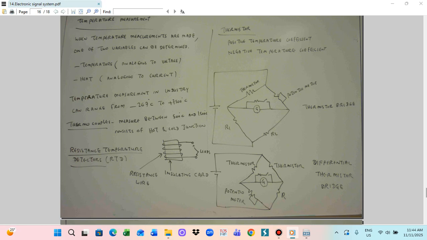This is like it. Here we use the thermistor. With the thermistor, here we use the potentiometer.